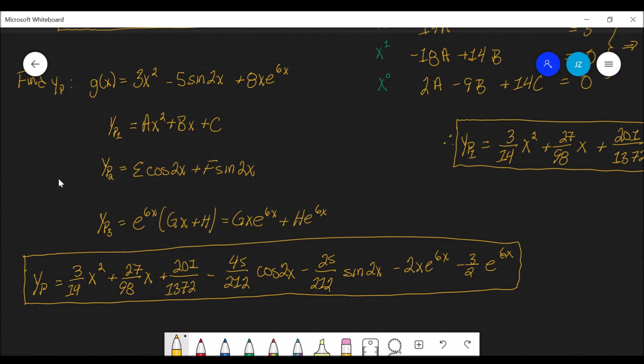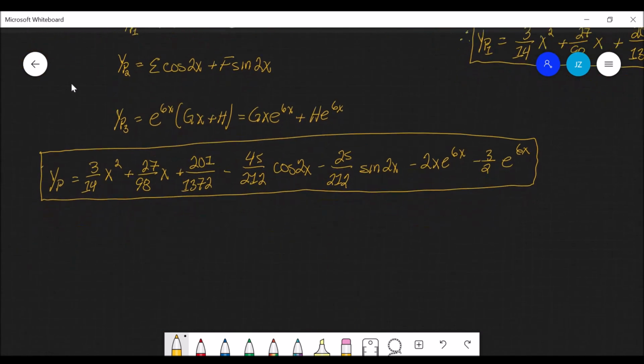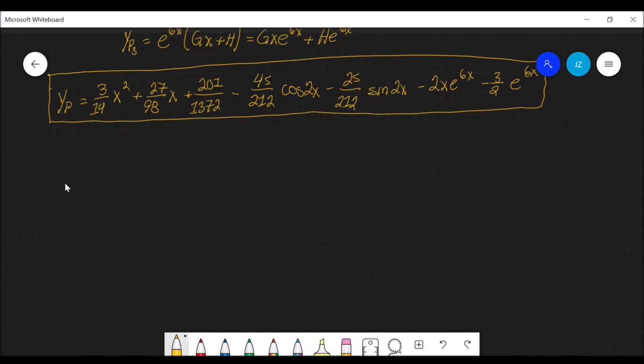We can now finally find our general solution by adding the complementary to the particular. And so y of x is c1 e to the 2x plus c2 e to the 7x plus this whole thing.